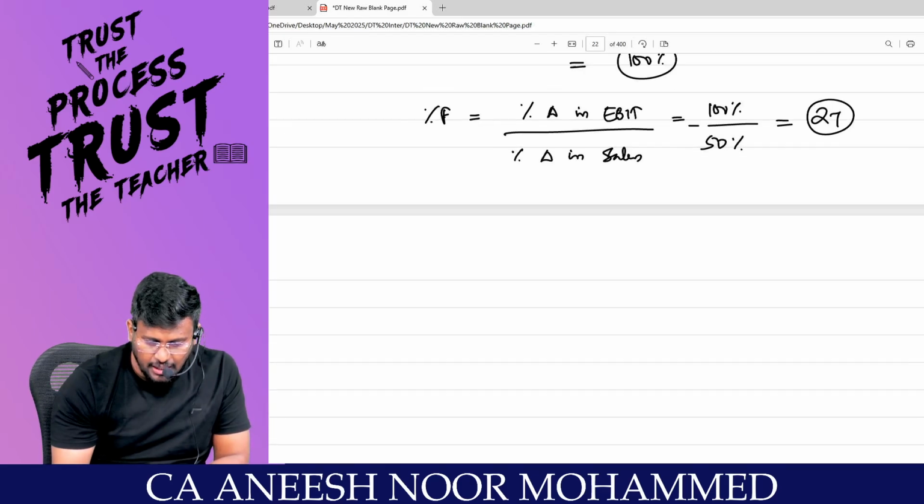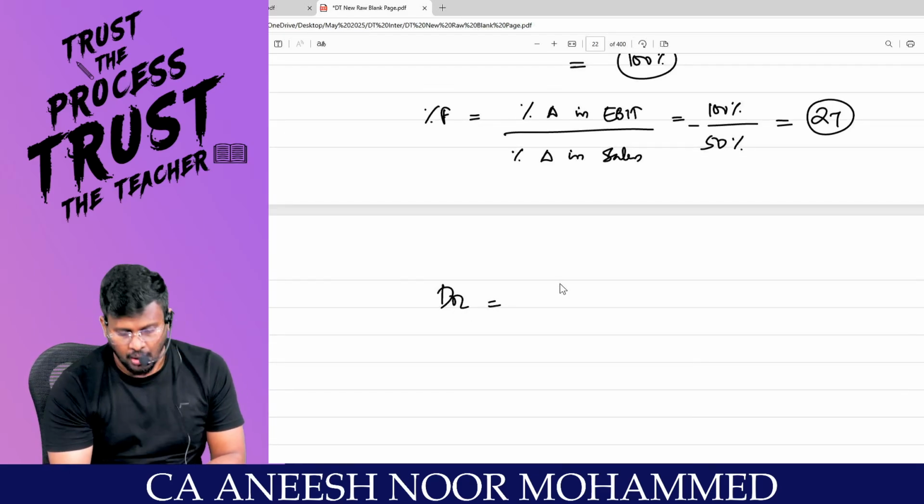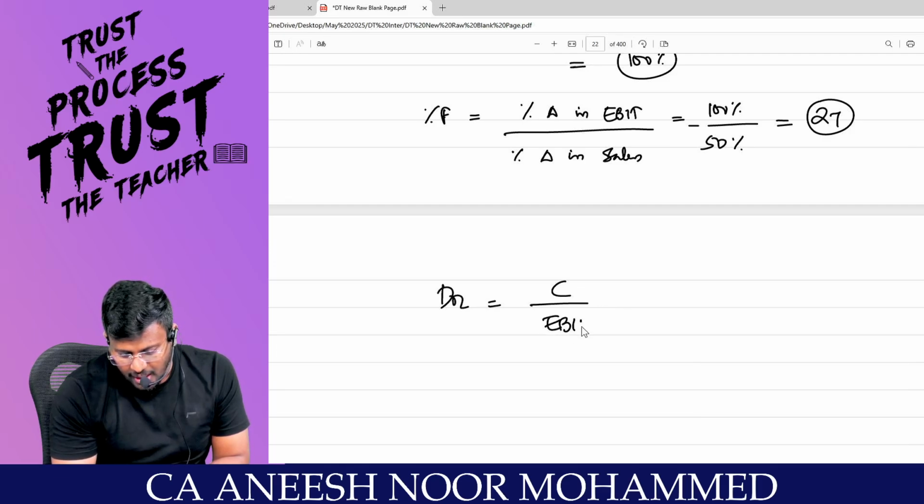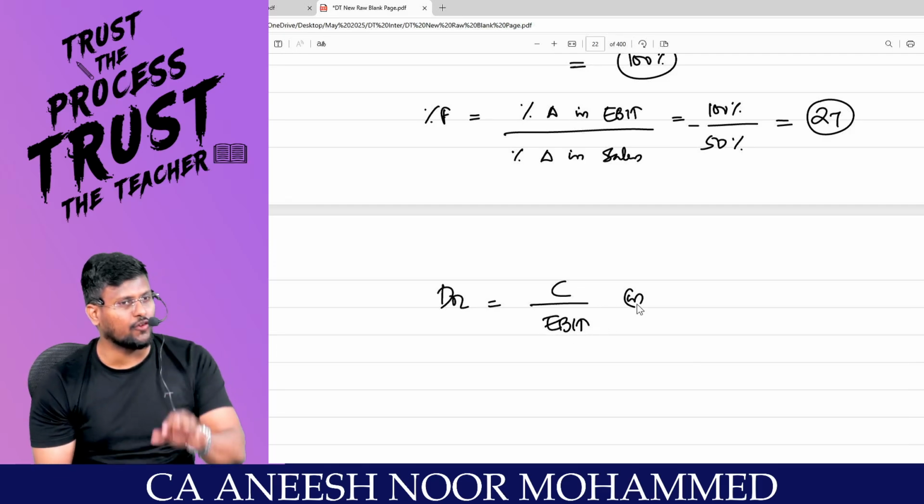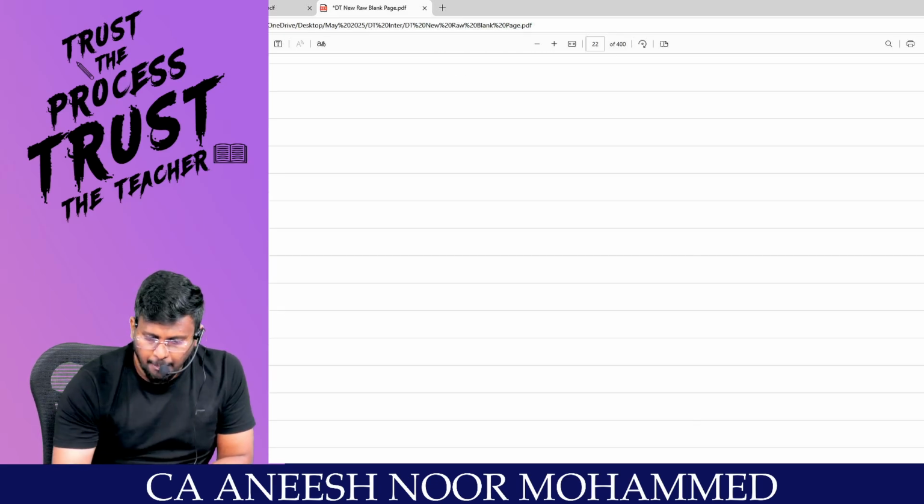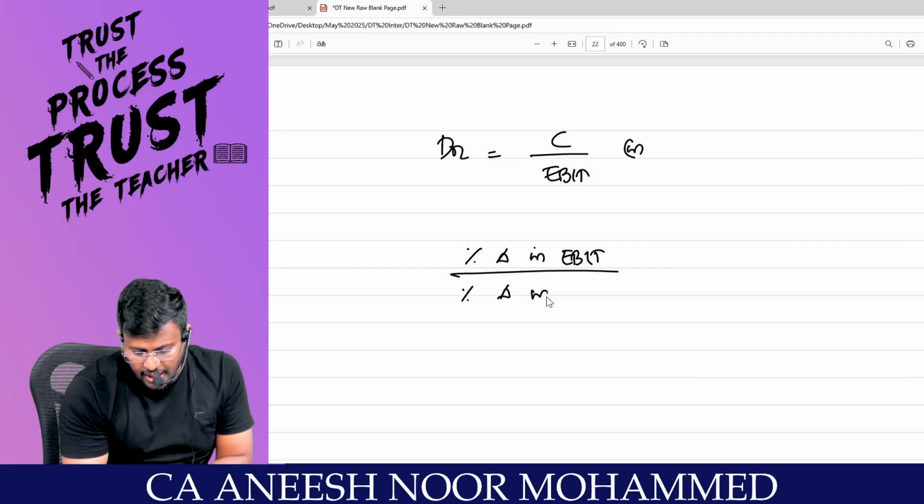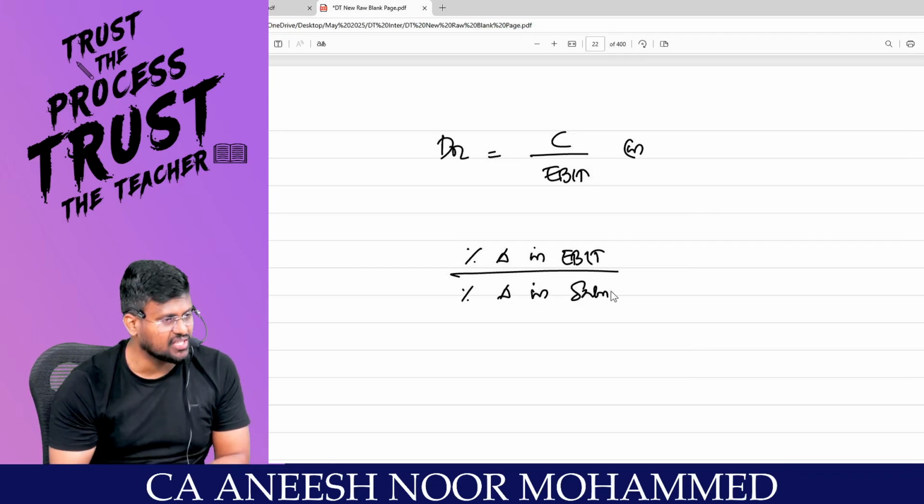That can be found out by the formula method. Sir, degree of operating leverage is equal to contribution divided by EBIT. This is one way of finding out. This is the direct formula. Or percentage change in EBIT divided by percentage change in sales.